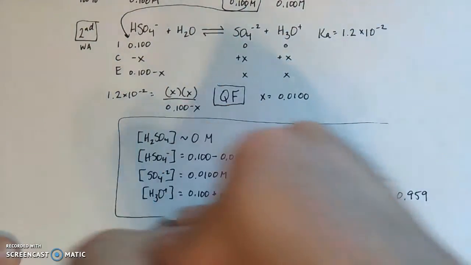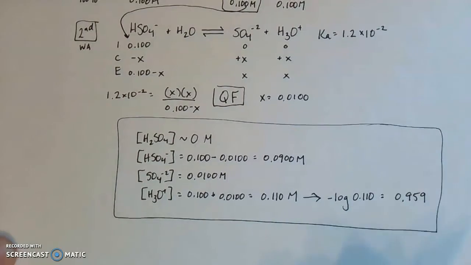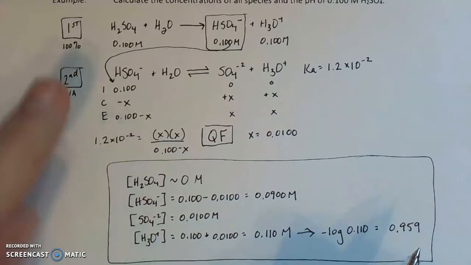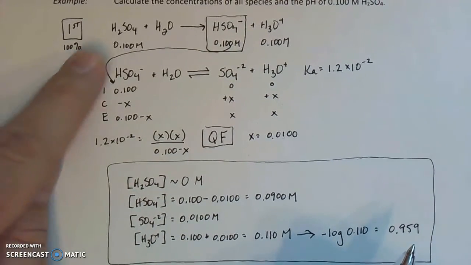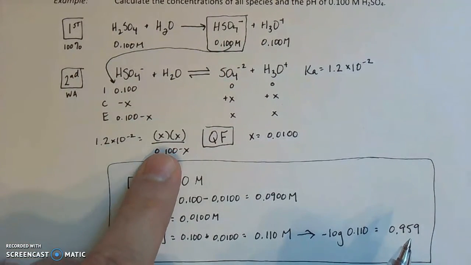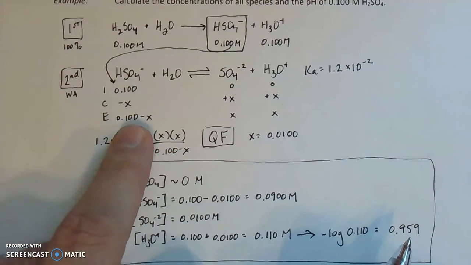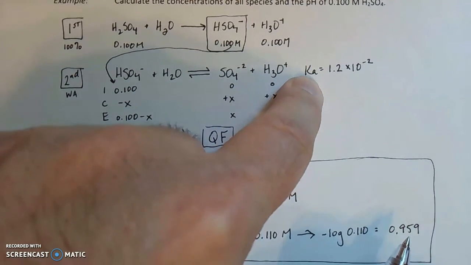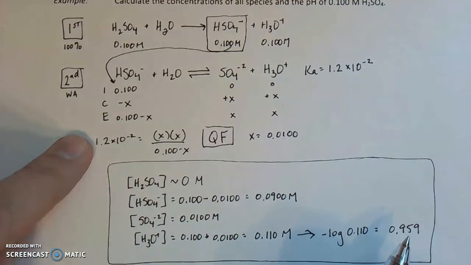So here are the values. So anytime that we have sulfuric acid, the first ionization is always 100%, and the second one, we have to do an ICE chart because we do have a Ka value. It ends up being a weak acid.